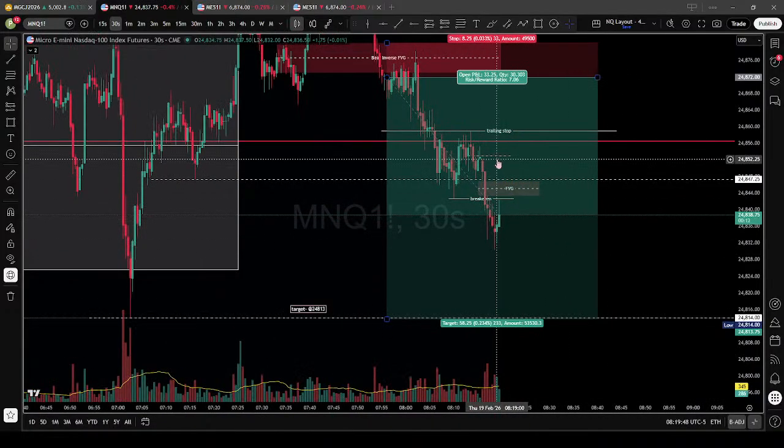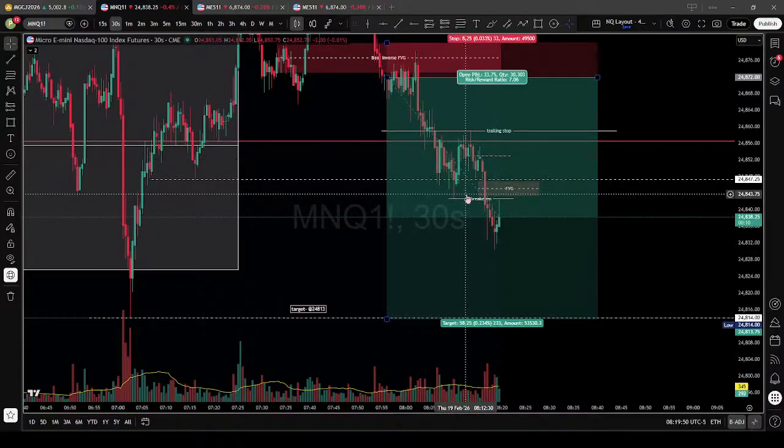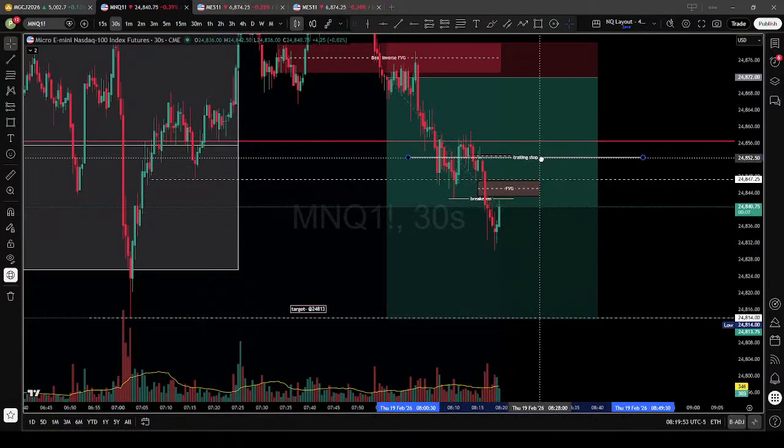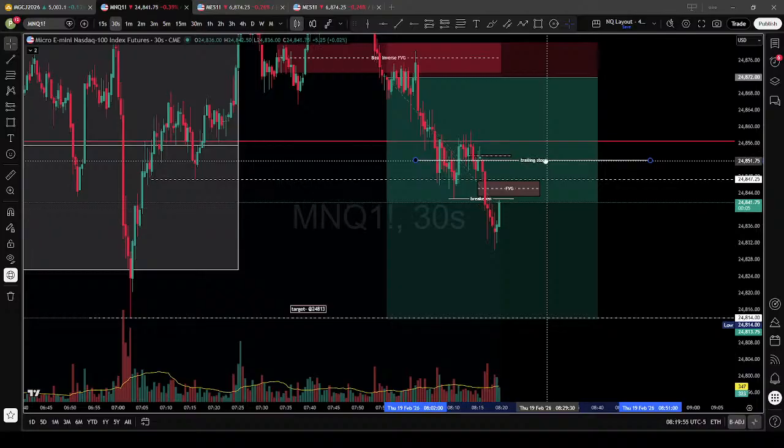Stop loss is at break even. Break even is right up here. Trailing stop is now here. There is no loss for us here.